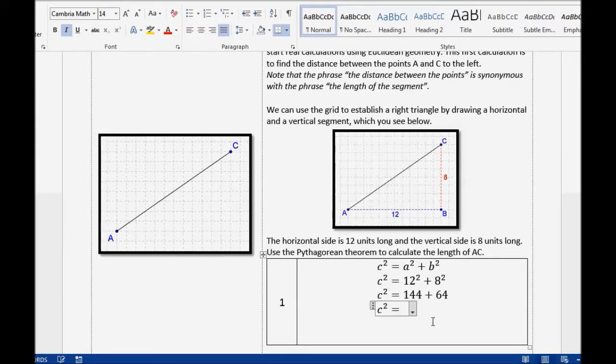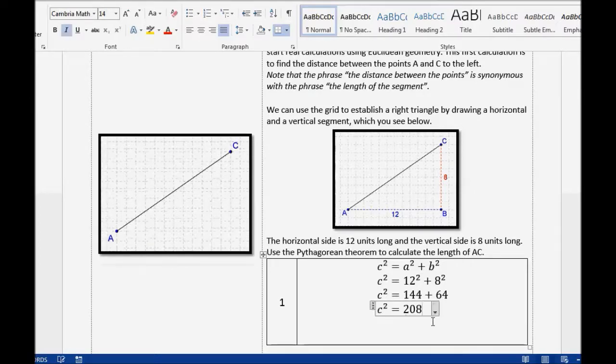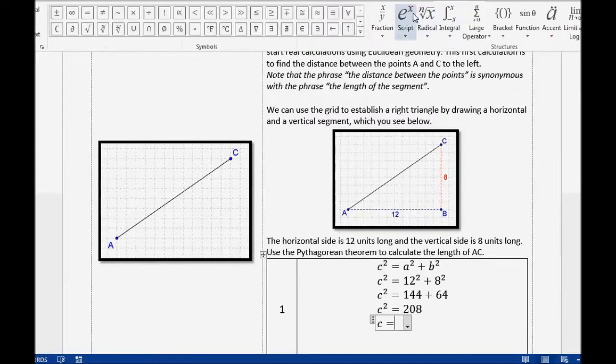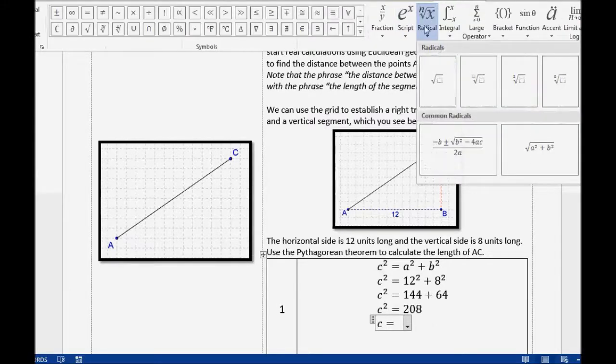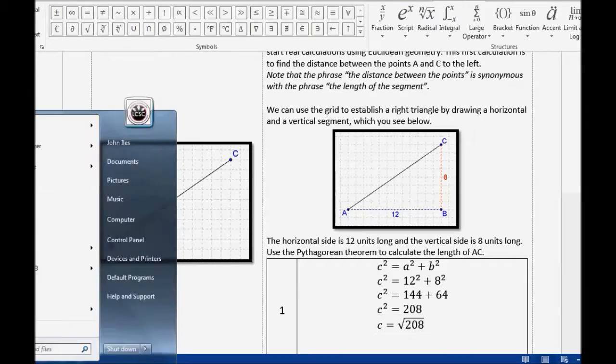Okay, adding 144 plus 64 is 208. Then that means that c is equal to the square root, and that's in the equation tools as well, in this radical section, the square root of 208, which I do not know off the top of my head. So let's see if I can bring up the calculator here and find out.